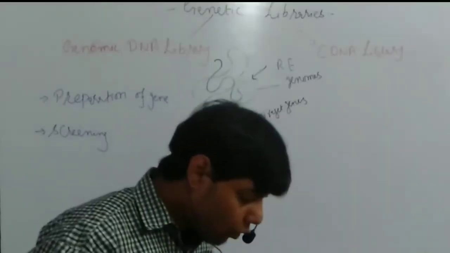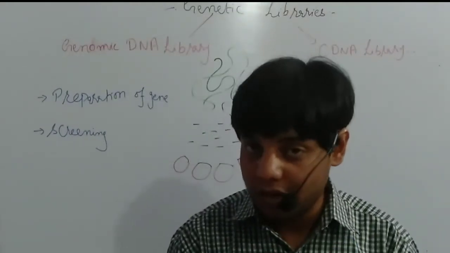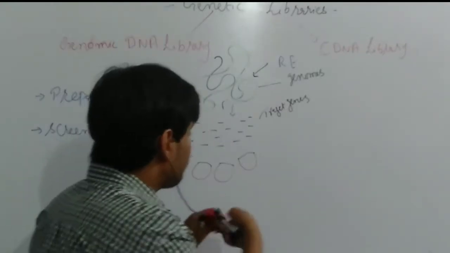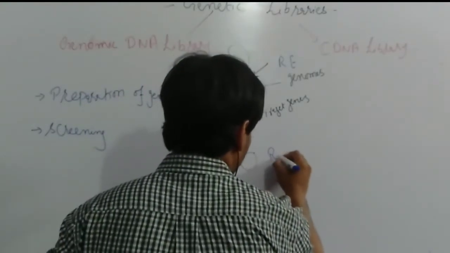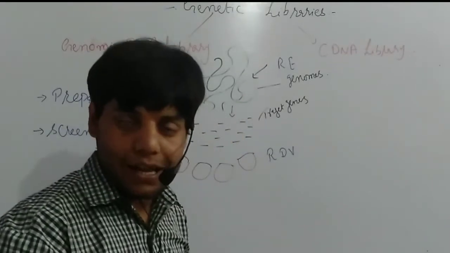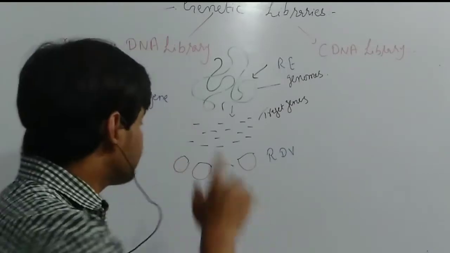All of you better know, in the previous video lecture we talked about how vectors are the delivery system. These are the vehicles that can carry our gene of interest. Now this is called a recombinant DNA vector, because it can carry our gene of interest, or we can recombine our genes.